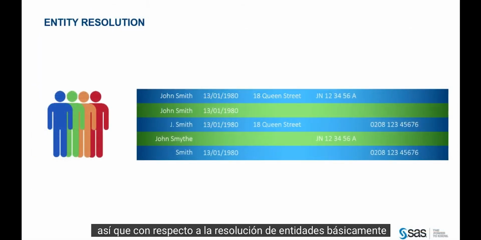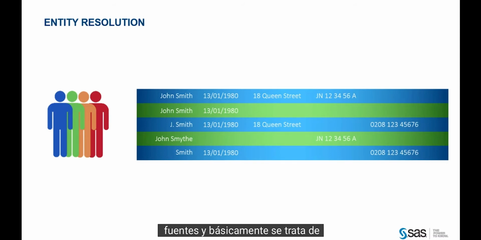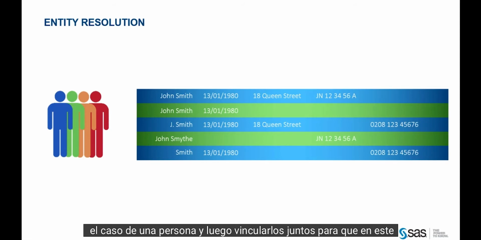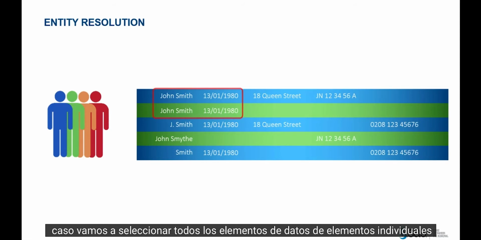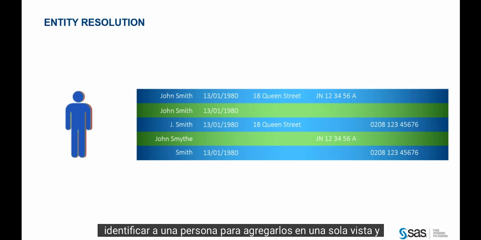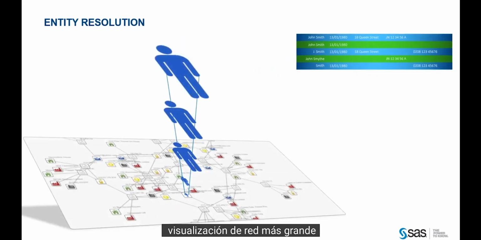So, with regard to entity resolution, these are advanced analytical techniques aimed at uniquely identifying entities across all data sources. It involves the combination of data points needed to uniquely identify an entity, in this case a person, and then link them together. We cherry-pick all the single data elements that we believe are enough to uniquely identify a person, aggregate them in a single view, and then put them in context in a broader, larger network visualization.